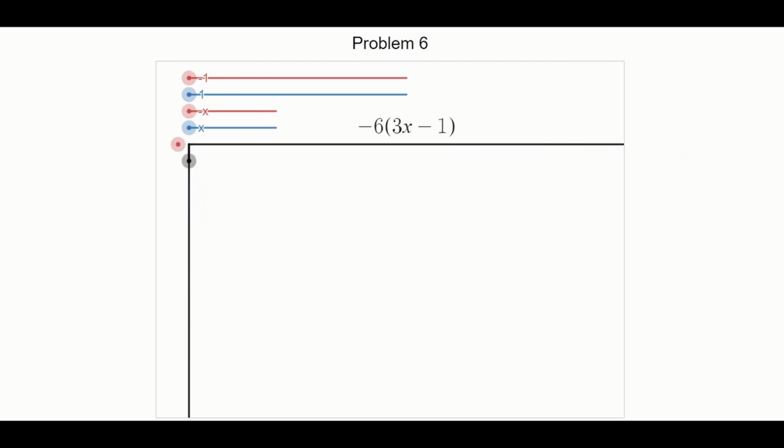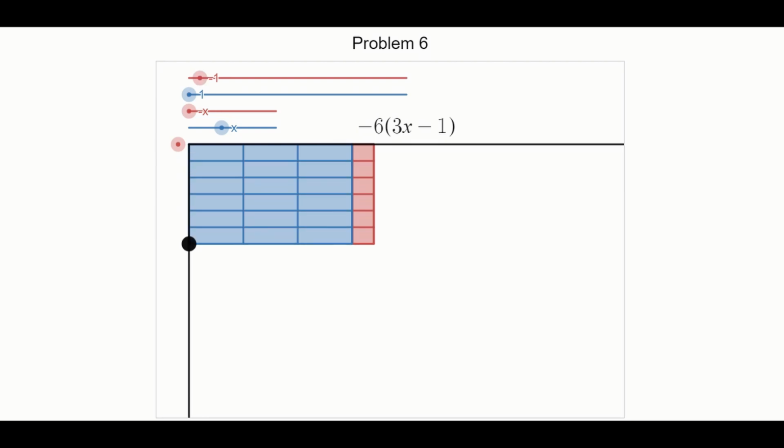Problem 6. In our groups, we're going to have 3 x's and a negative 1. And we're going to make the opposite of 6 of those groups. So starting with our objects, let's make 3 x's, which is going to be 3 blue rectangles. And then minus 1 is going to be 1 red square. And we want 6 groups altogether, times 2, 3, 4, 5, 6. So we have 6 of these groups.